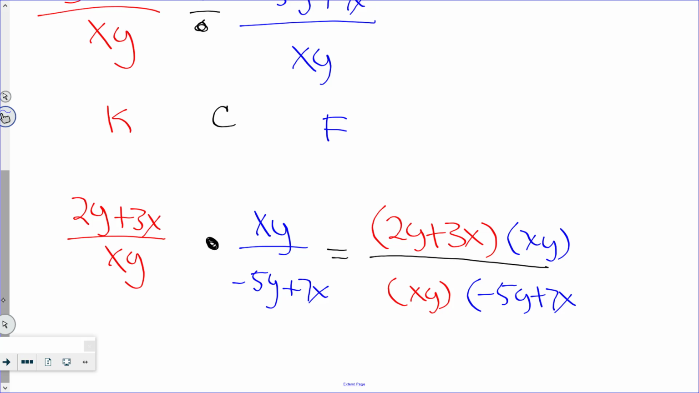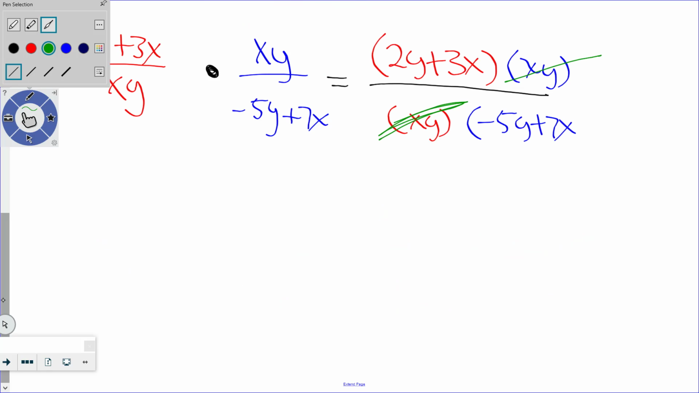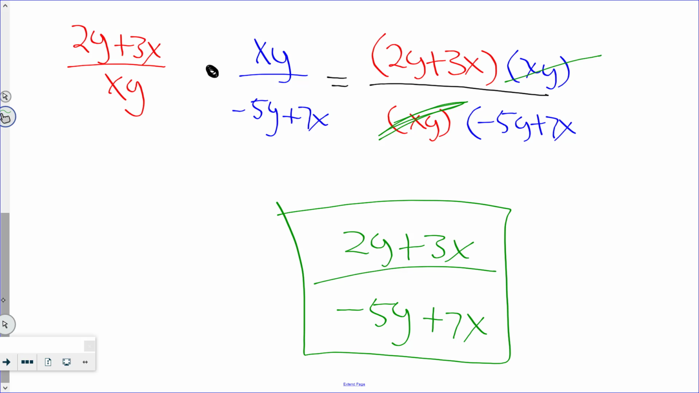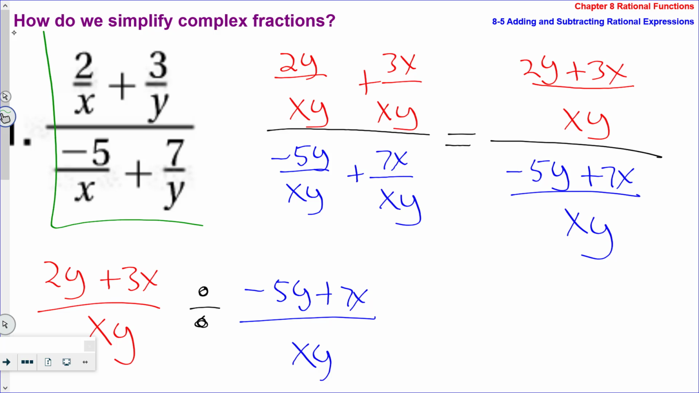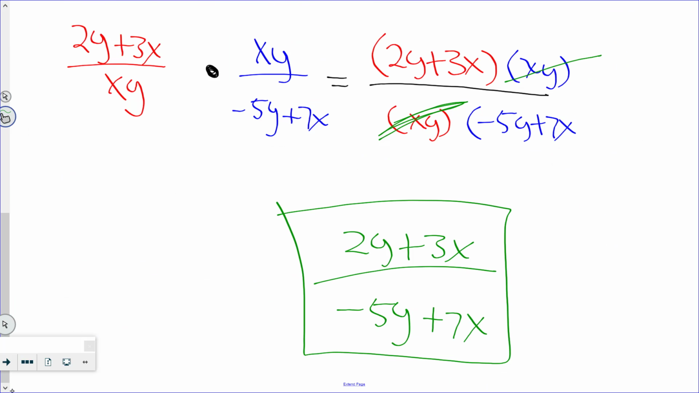Exactly. We have common factors on the numerator and denominator. We could cancel those out. Good observation. So this gets canceled out, and that gets canceled out. So the only thing left is 2y plus 3x over negative 5y plus 7x. One simple fraction. We started with a complex fraction. This is what we began with, a complex fraction, and we simplified it to a simple fraction. Any questions? That is the end of the lesson.